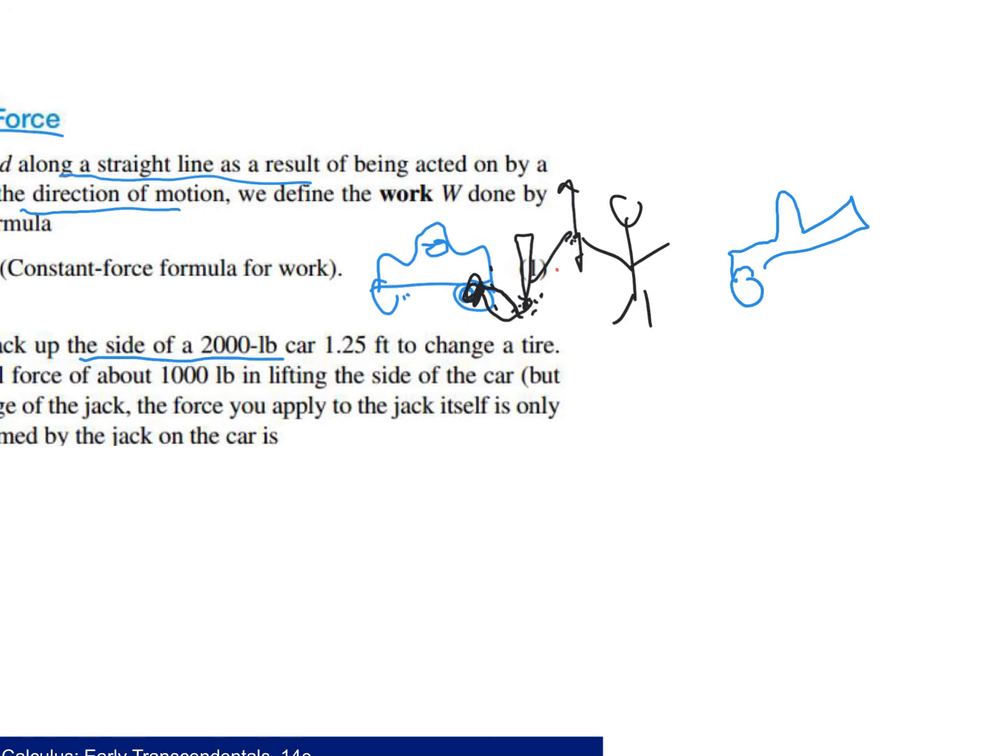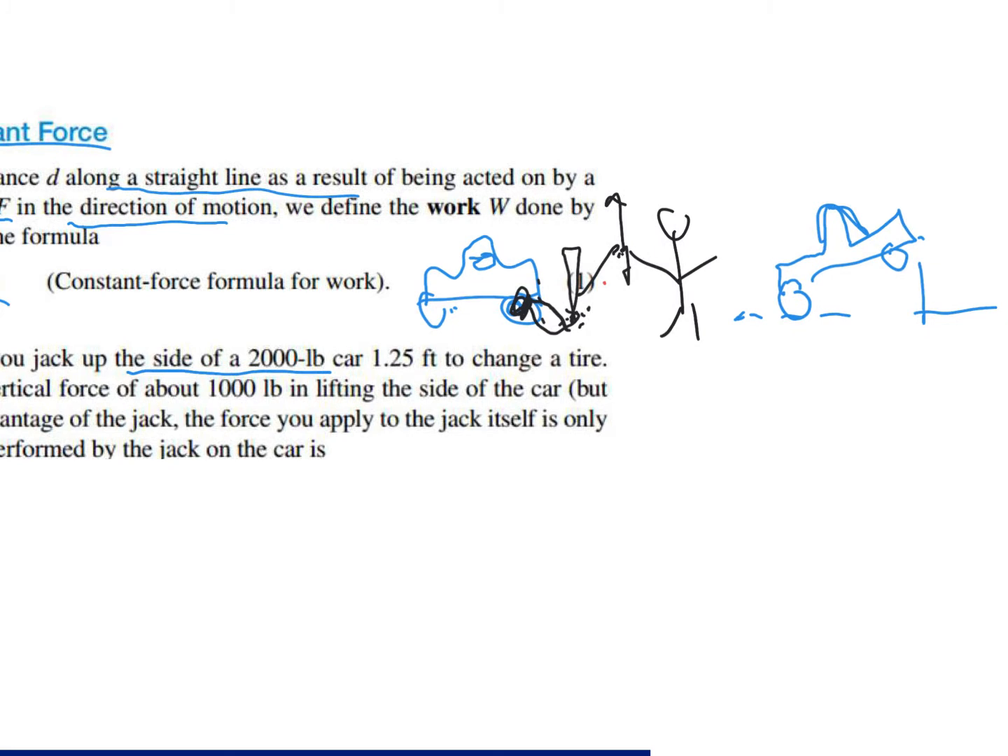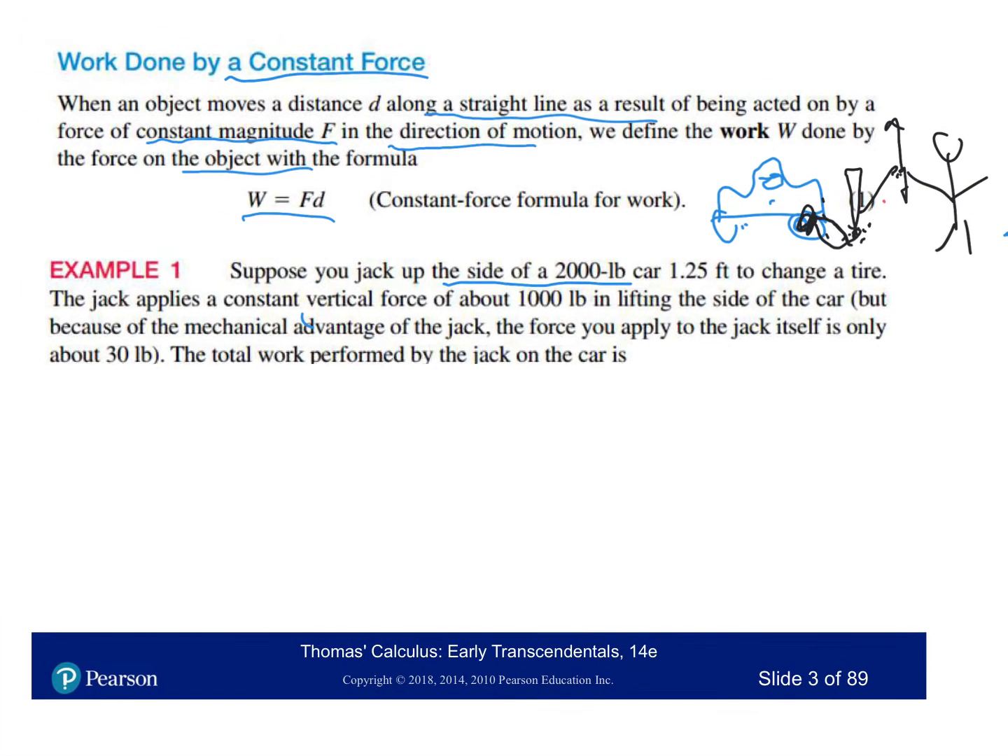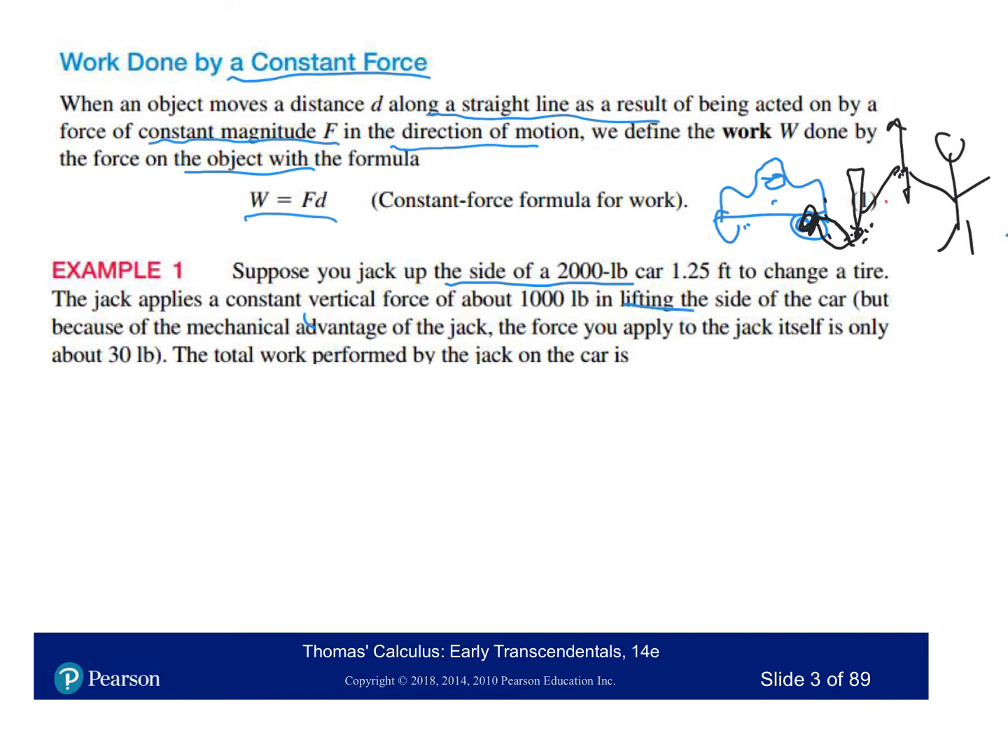So let me make that tire smaller. Yeah, like I really am accurate. So you're lifting up just half that car here. And so in this problem, that means you're only lifting 1,000 pounds then, because it was a 2,000-pound car. You're lifting up one side. So you have to imagine I'm looking at the side view or the back end of the car.